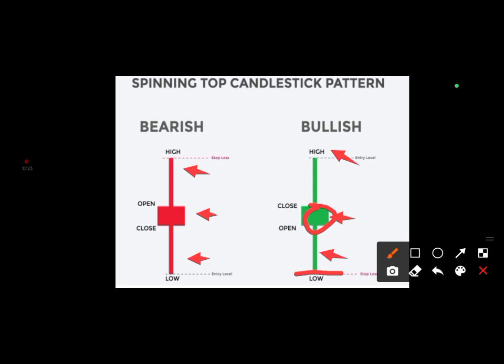But let's say it forms at support and the next candle gives you another green candle like this. That means it's time to buy. The indecision has been confirmed, that candle is trying to go up.